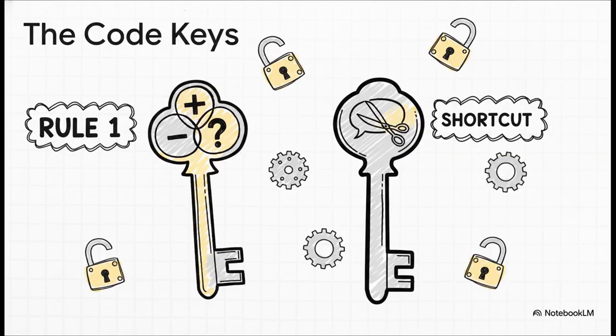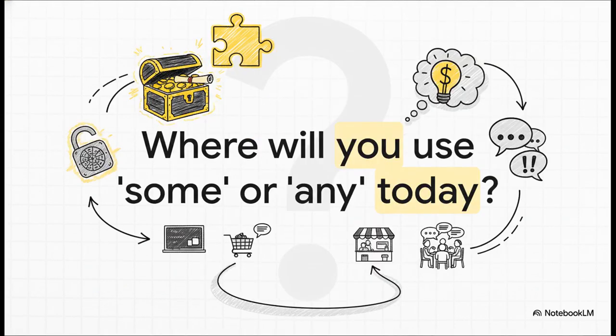So let's just do a super quick recap of the 2 code keys we unlocked today. Key number 1, use some for positive sentences and any for negative sentences and questions. And code key number 2, to sound like a pro, in those short answers, you don't need to repeat the noun. You came here with a puzzle and now you have the solution. The code is officially cracked.